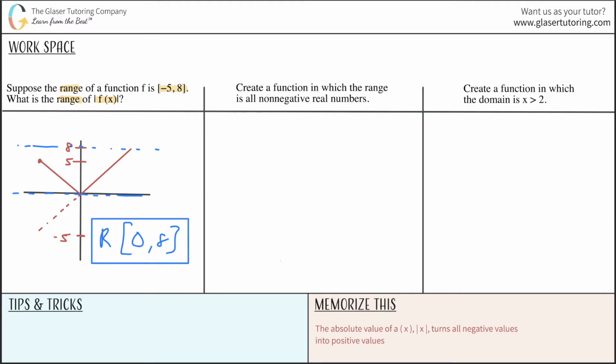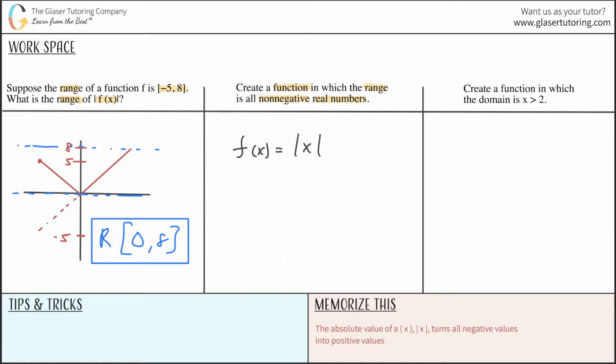All right, that's all. Then let's take a look at the next one. It says create a function now in which the range is all non-negative real numbers. So I think you might have an idea. We're just piggybacking on the prior question about absolute value. Pretend I had this function, f of x is equal to absolute value of x.